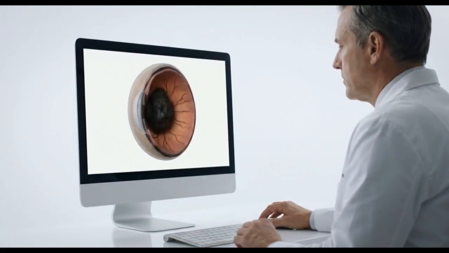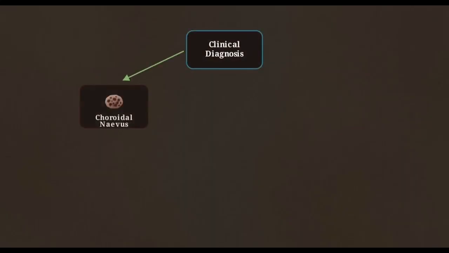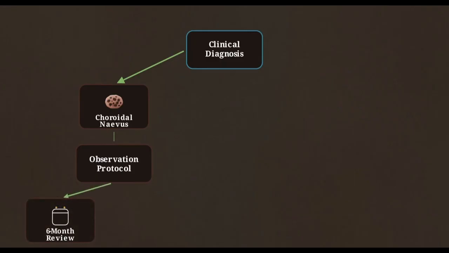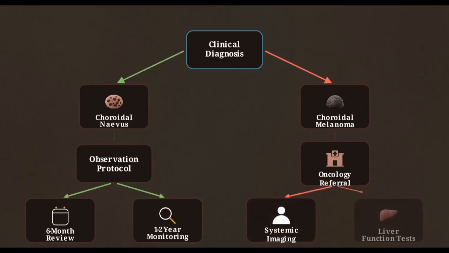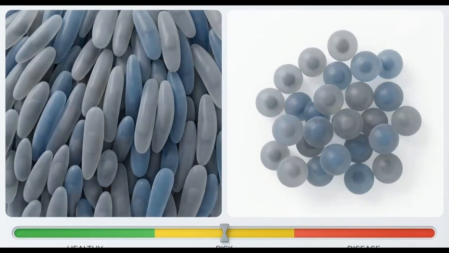enough to be treated. A benign diagnosis leads to a simple observation protocol, beginning with a 6-month review and moving toward checkups every 1 to 2 years. A suspected melanoma requires an immediate referral to an oncologist, followed by systemic imaging and liver function tests to check for the spread of the disease. Clinicians may perform a biopsy to identify the cell type, spindle or epithelioid, which determines long-term prognosis.